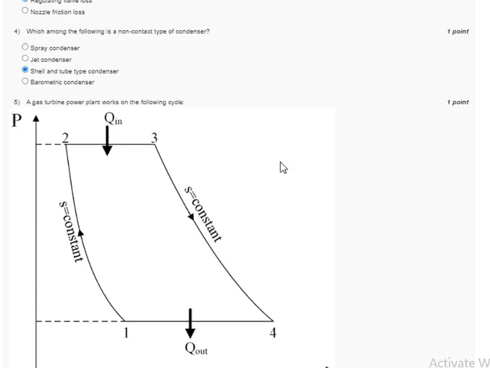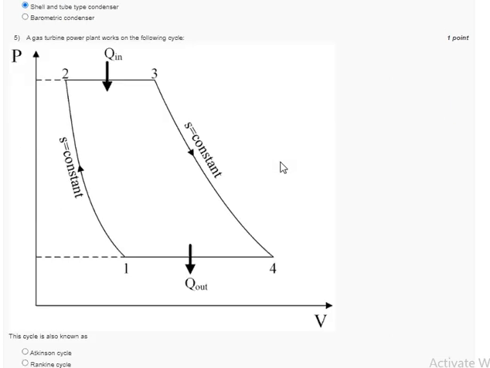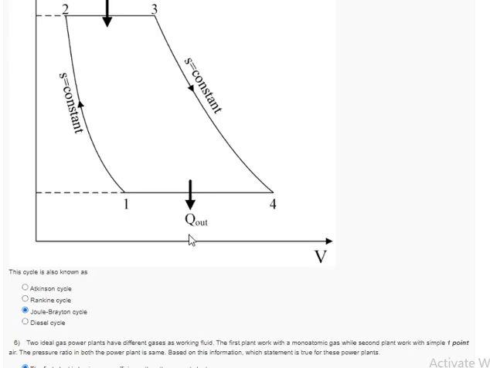Question number 5. A gas turbine power plant works on the following cycle. This cycle belongs to the Joule-Brayton cycle because a gas turbine power plant works on the Joule-Brayton cycle. Rankine cycle is used for the steam power plant, and Atkinson cycle and diesel cycle are used for the petrol or diesel plant.